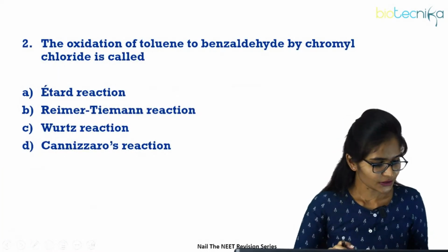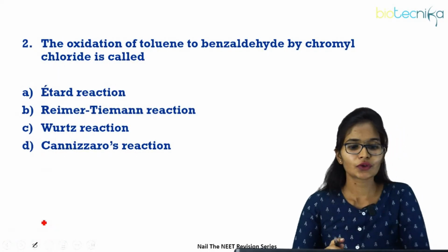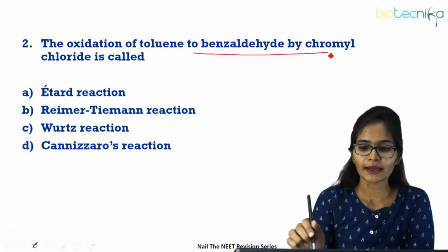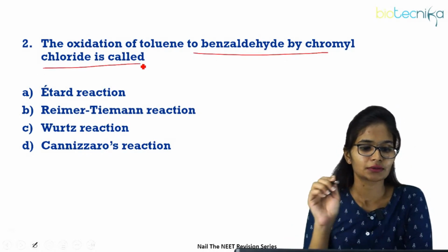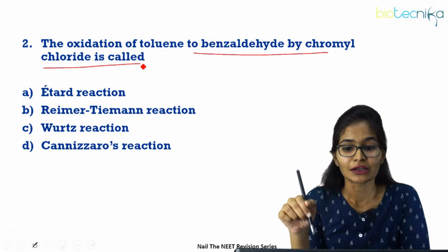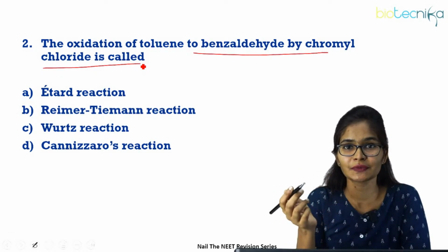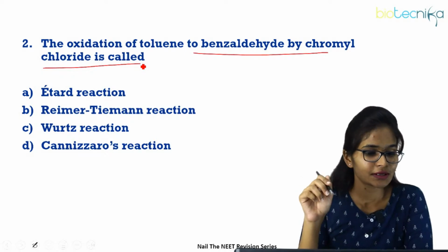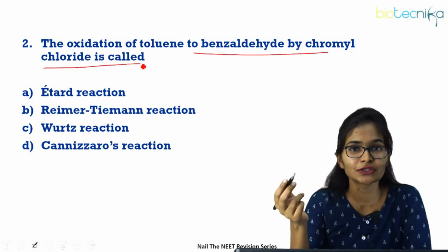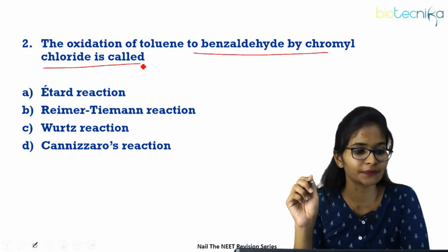Okay, so the next question is like this: the oxidation of toluene to benzaldehyde by chromyl chloride is called. It is a very easy question, right? All the questions I'm discussing were already asked previously in the NEET examination. So just answer me what option you can choose for this question.